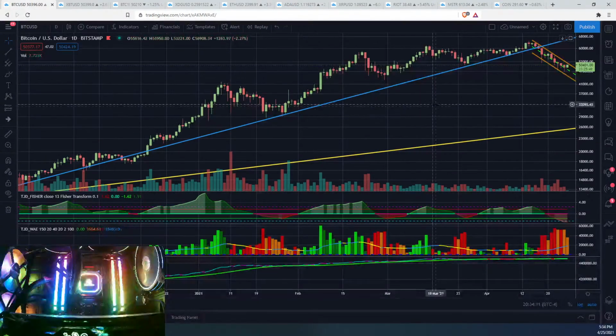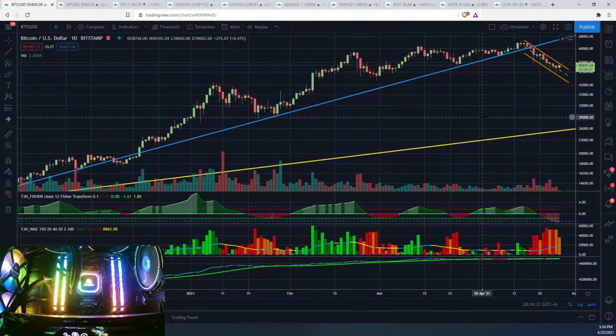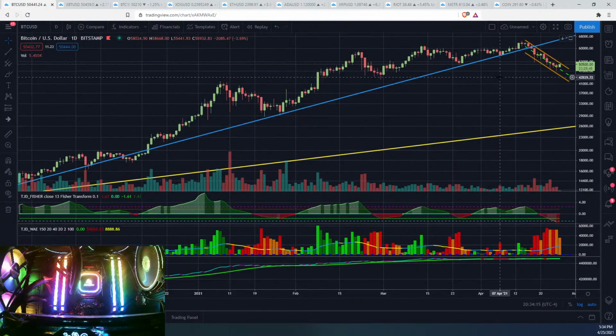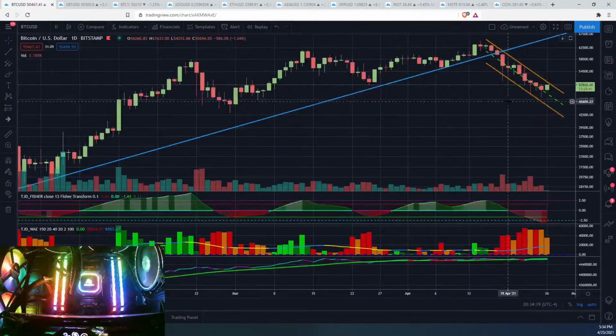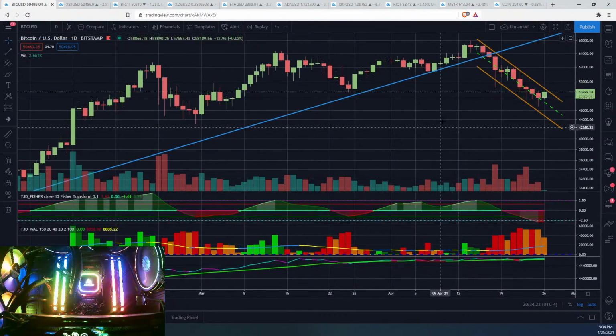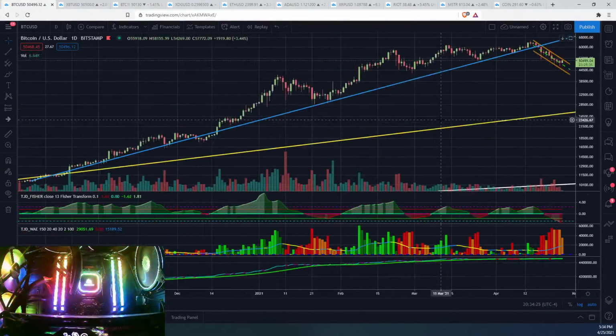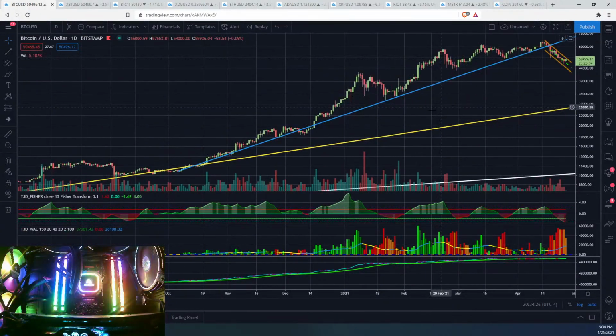So here we have our Bitcoin chart. Obviously it sold off over the weekend down to about 47, 46K, something like that. And then we got our pushback to the top of the range that's taking place, just lining back up with spot and futures. But this is a very good example of what we're talking about.